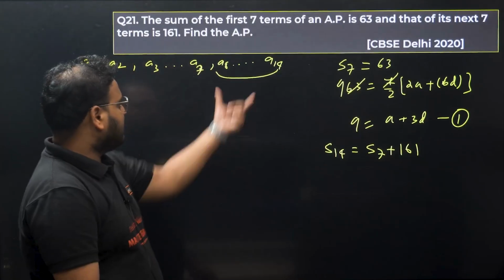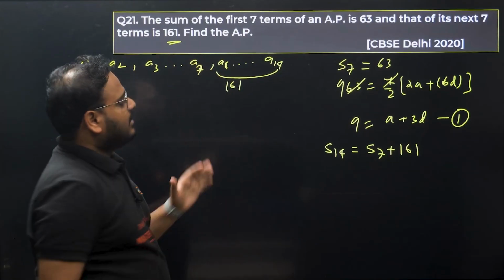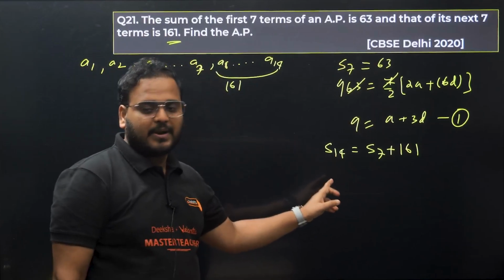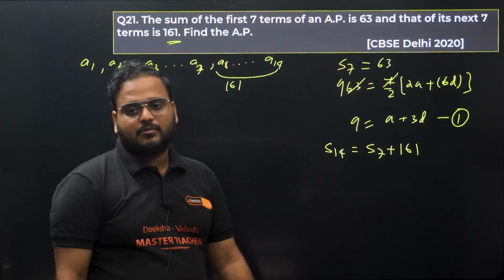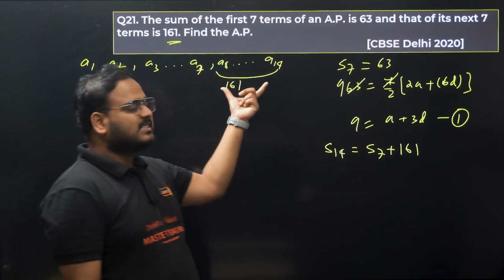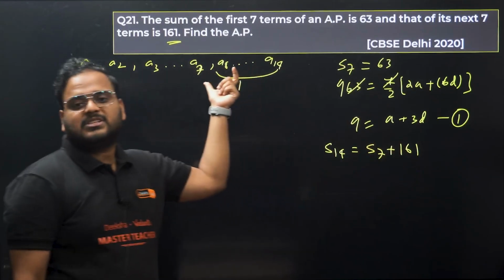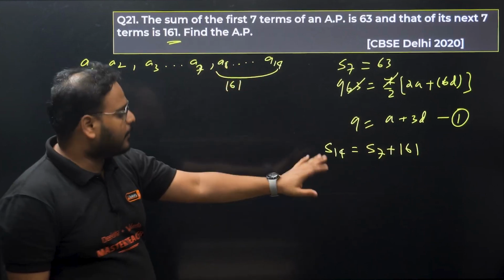Correct? This summation is what? 161. They've given that. If I'm writing the sum of all 14 terms, what happens? This becomes the sum of the first 7 terms plus the next 7 terms. The sum of the first 7 terms is S7 and the next is given as 161. I can add that.